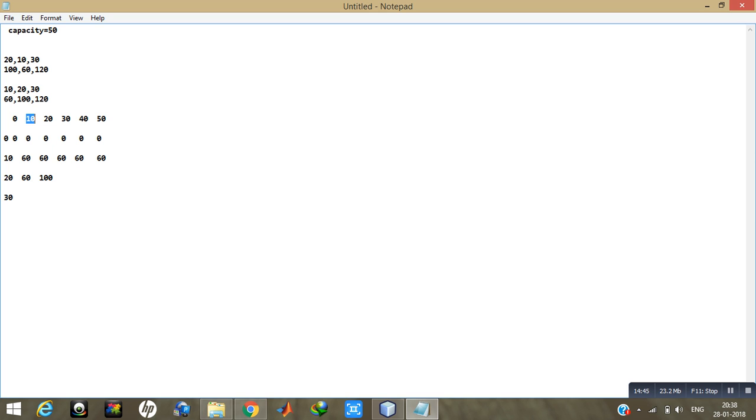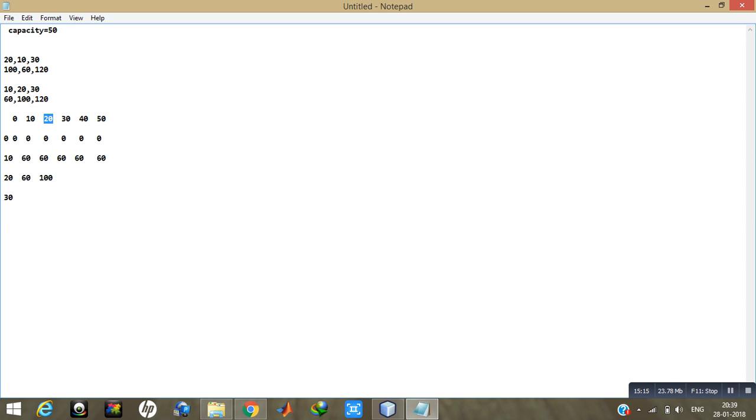Then if we are further moving towards 20, we have a capacity of 20, but we are just given the weights of 0 and 10. So if we subtract 10 from 20, we'll again get the weight of 10, but we have already used that 10, so we cannot pick up that bag of weight 10 again. So here the value would be the same, 60.